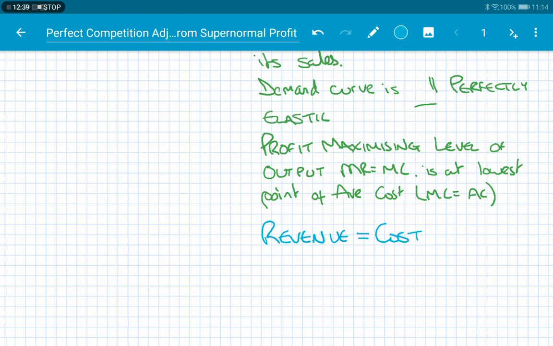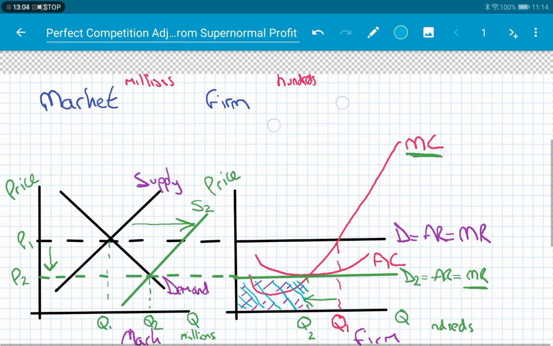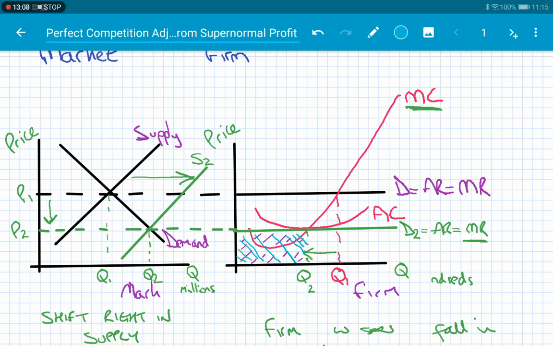And what that means is we have a situation called normal profits. That's an economic term. If you think of it in a business sense, if you've studied business studies before, you might think of it as being similar to break even. Our revenue is equal to costs. So this firm in the longer term isn't able to make supernormal profits. Its revenue now is equal to costs. Okay, it covers its costs, it won't shut down, but it isn't making supernormal profits.